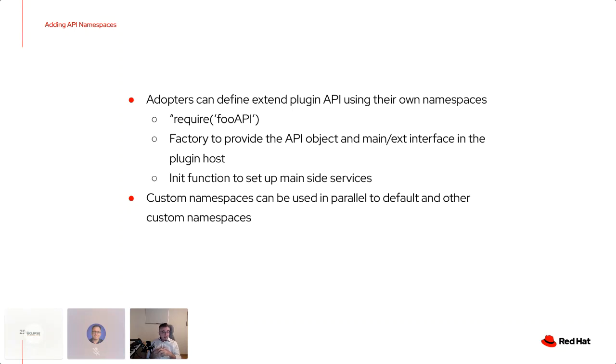Fun thing is the custom namespaces can be used in parallel to default and other custom namespaces. For example, Che provides a plugin namespace to plugins that provides access to dev file information or which containers are running in the workspace.